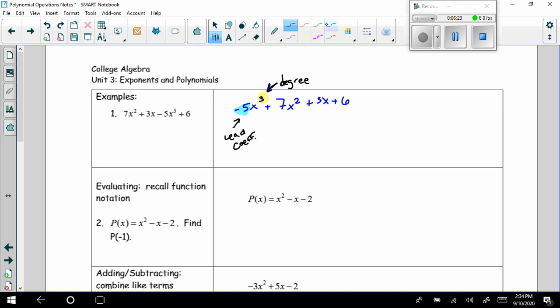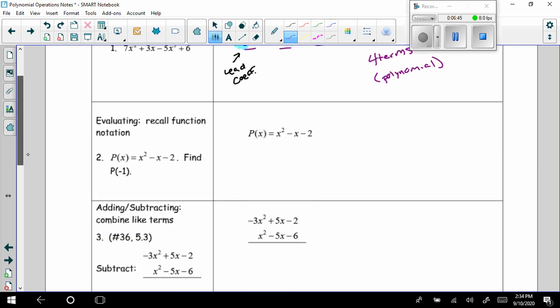And then this one, what else we can tell about it is that it has 1, 2, 3, 4 terms. We don't have a special name for that, so it's just a polynomial. Okay.